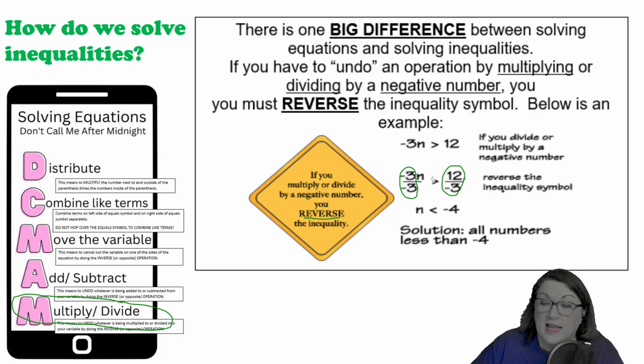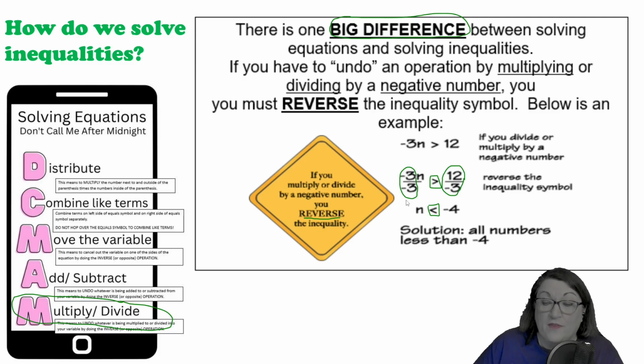So see how they had greater than first and they reversed it to less than? That's why they did that. Because that's the only big difference between solving an inequality and solving an equation. There are differences to the graphs as well, but we'll talk about that in a little bit. And that's basically the only big thing you have to remember.